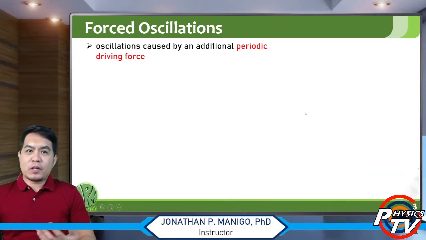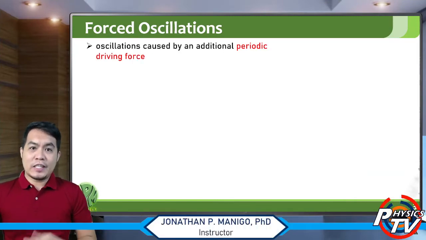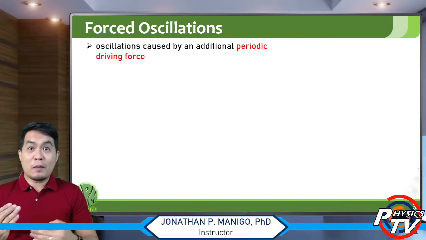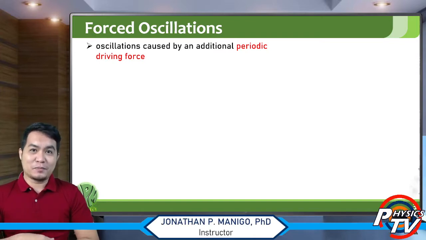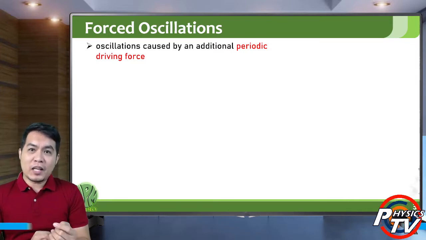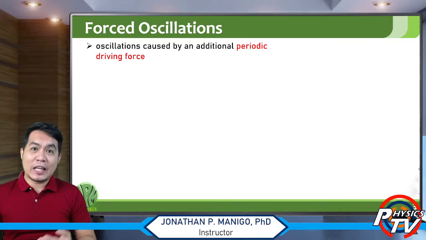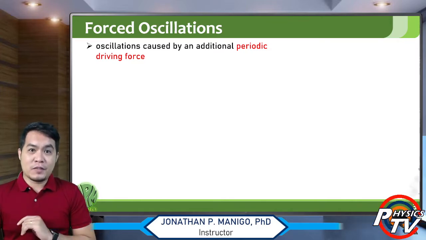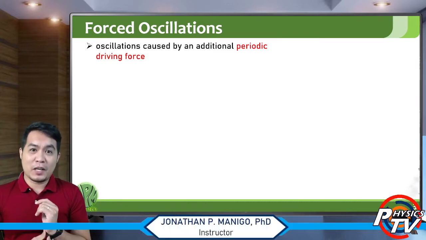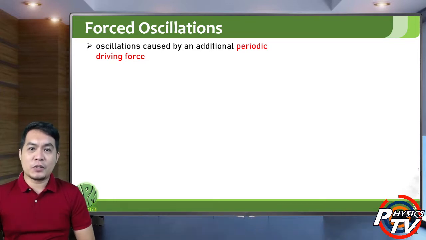So let's first discuss what a forced oscillation is. These are oscillations caused by an additional periodic driving force. Usually in real situations, simple harmonic motion is actually an ideal situation. Any type of oscillation usually involves damping. So if you want to create a simple harmonic motion, you need to add a periodic driving force. You need to force the object to oscillate in simple harmonic motion. That's what forced oscillation is about, an addition of periodic driving force.